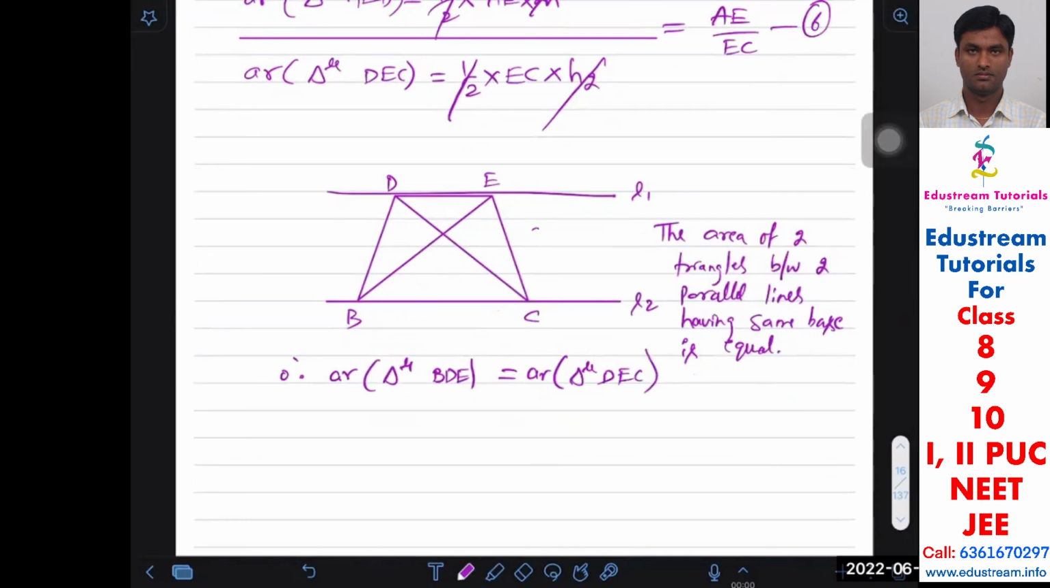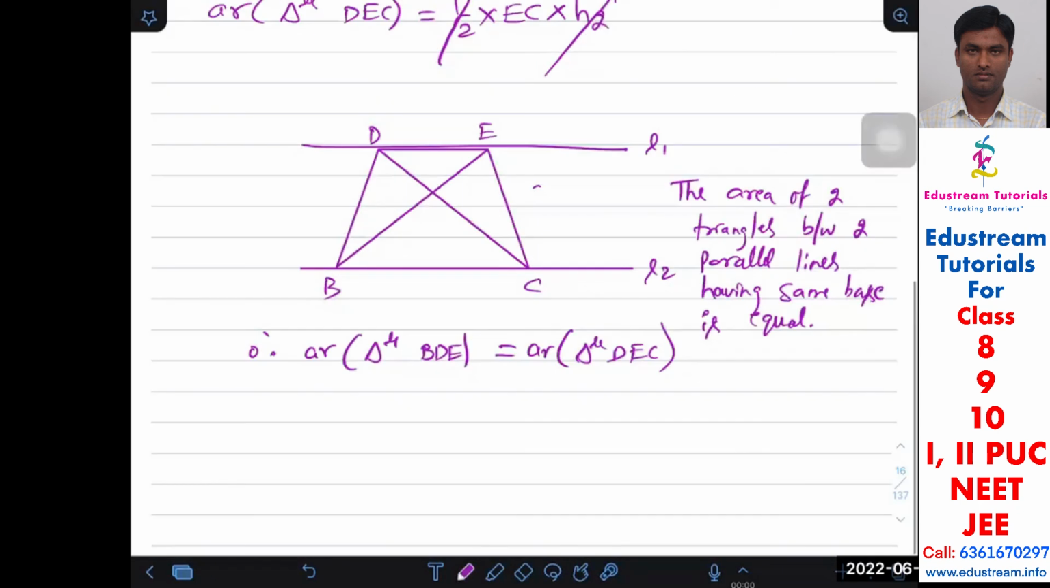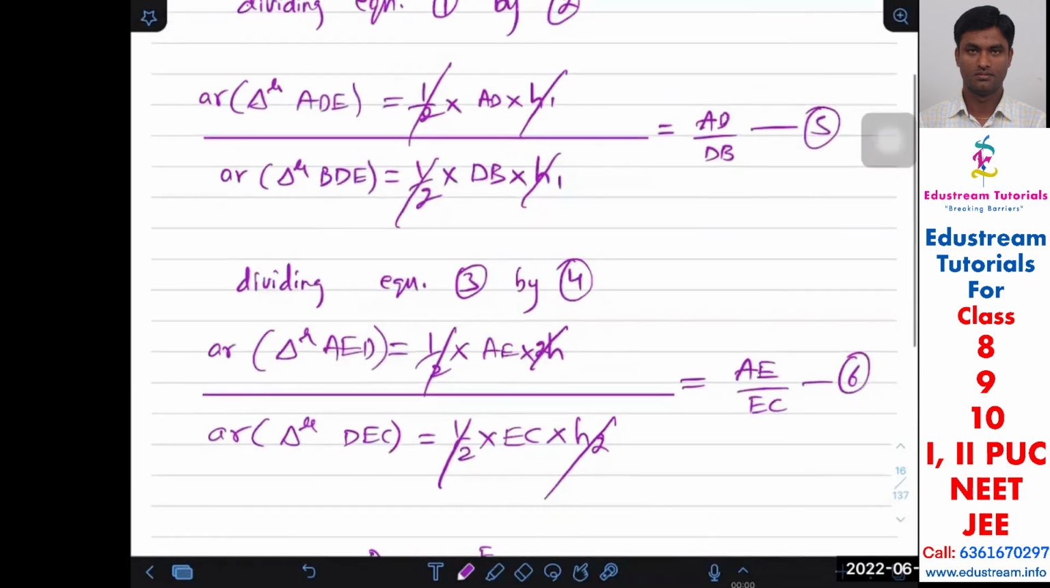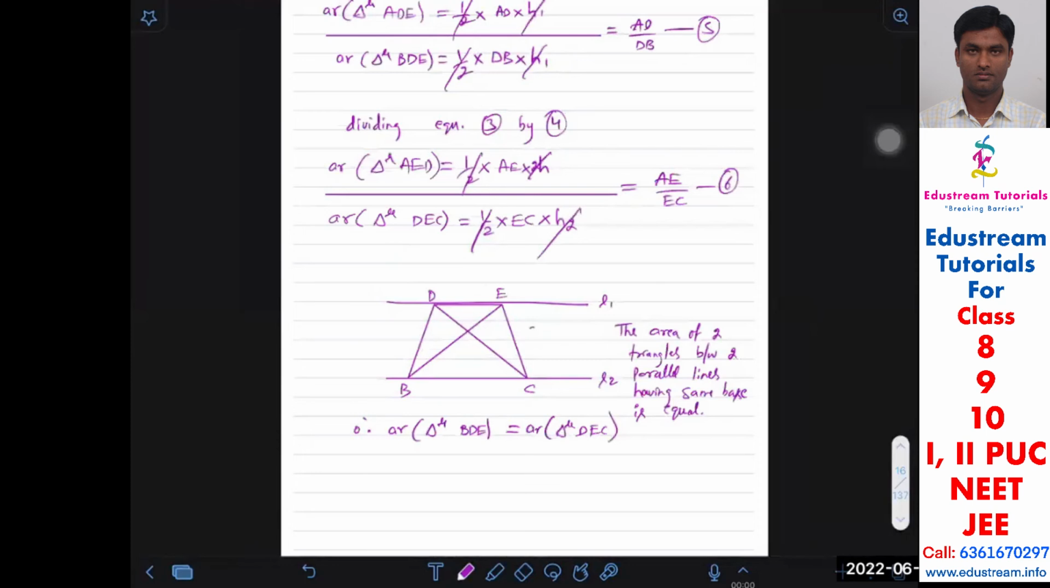So that means, look at the denominators here. This denominator is equal. Therefore, equations 5 and 6 can be rewritten as follows. Triangle BDE is equal to triangle DEC. So 5 tells you the area of triangle ADE over the area of triangle BDE is equal to AD over DB. Let's say this is equation 7.